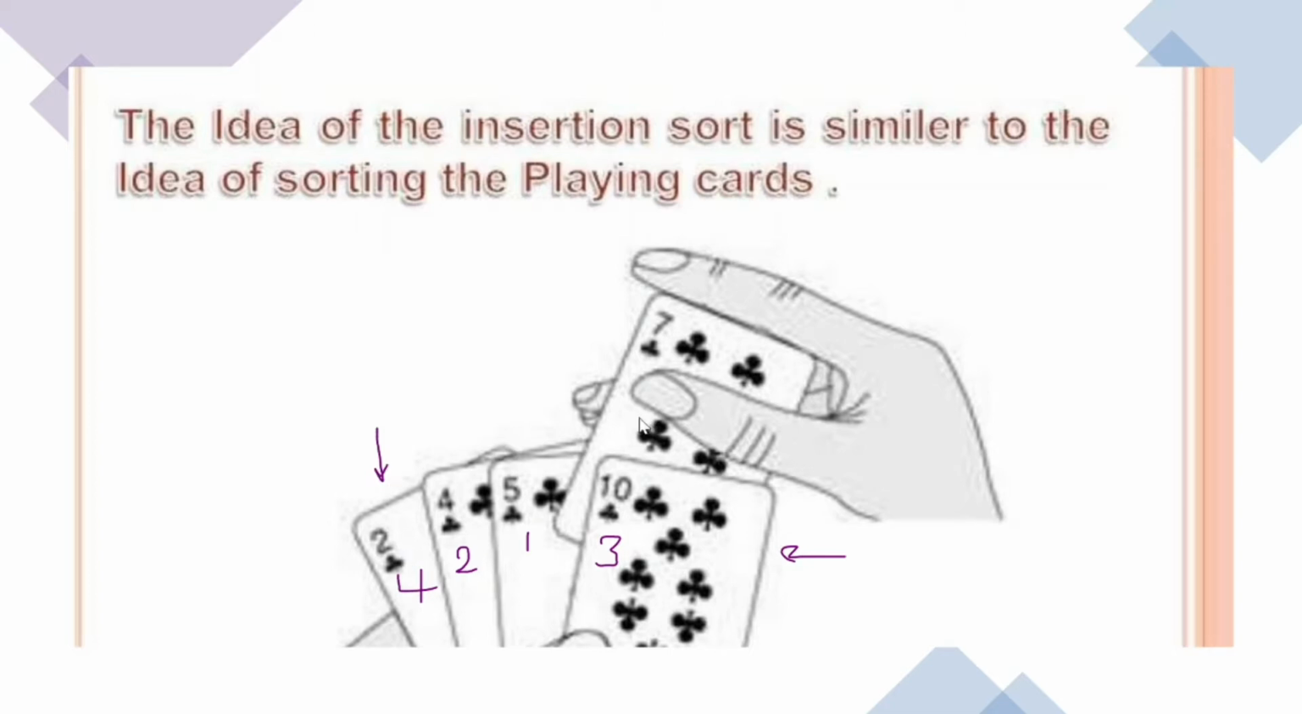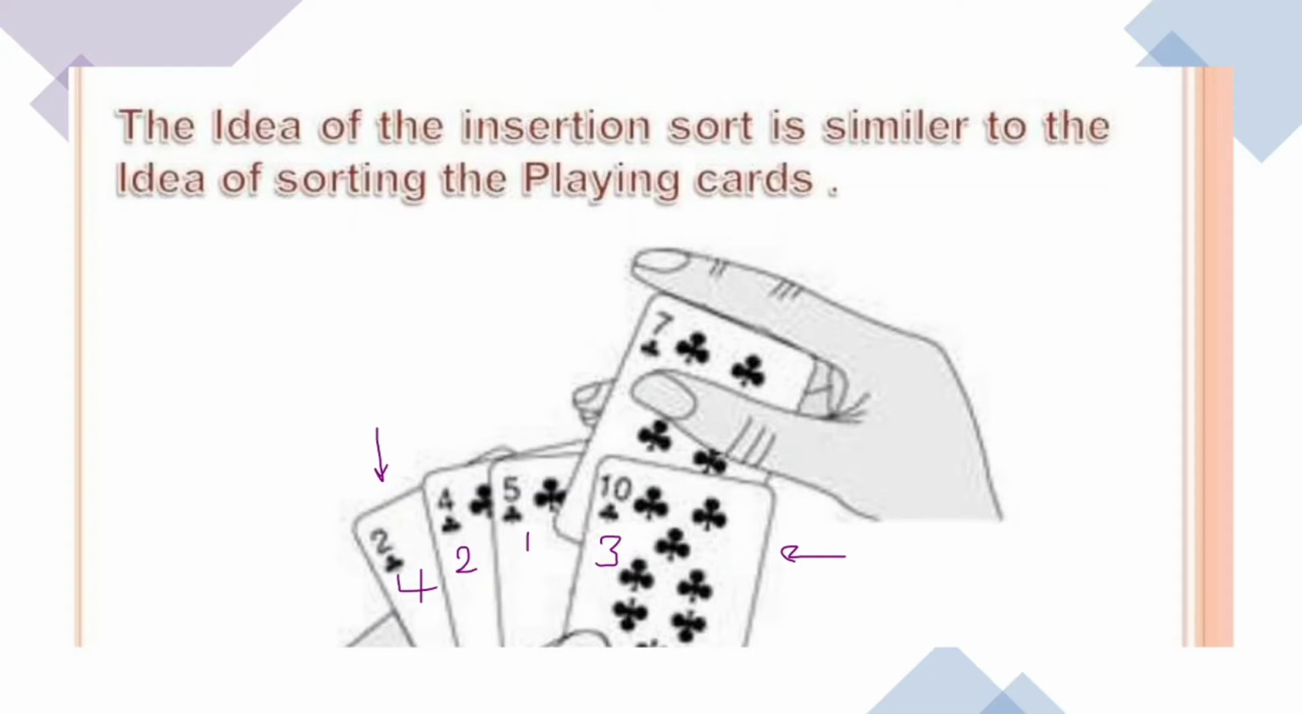Now let's say the fifth card that I have drawn is 7. So I will start comparing it from the right hand side. So 7 will be compared with 10. Okay, 7 is smaller, so I'm going to the left hand side. Then 7 is compared with 5. Okay, 7 is greater. So now I know the position that 7 should lie in between 5 and 10. Now that is the way of doing insertion sort.